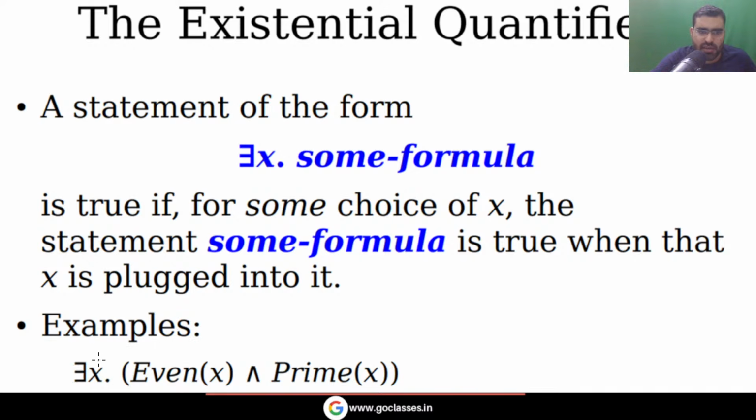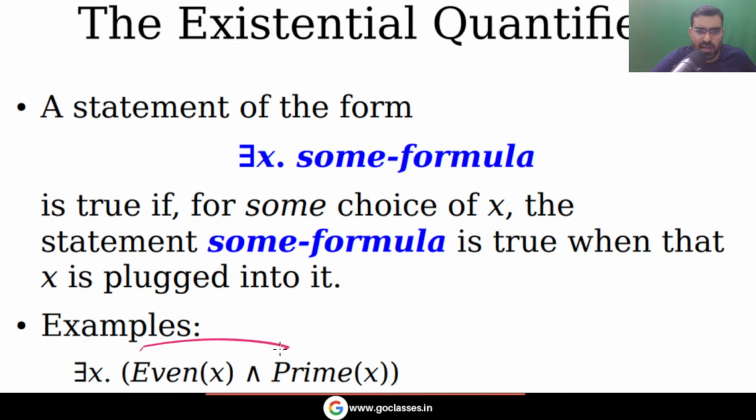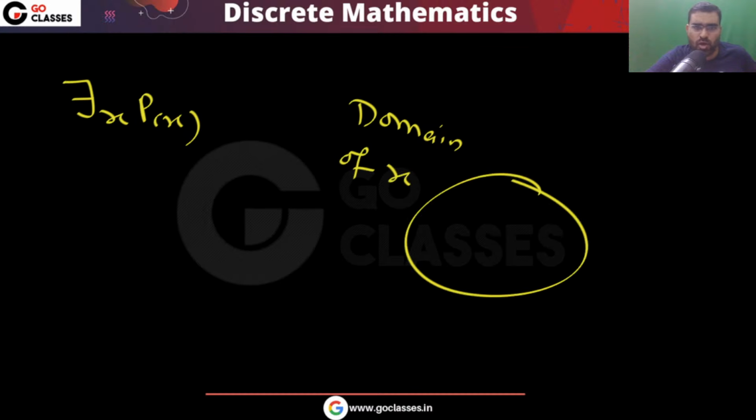You can see for x equal to 2, this will be true. So for some element, this is true. There is some element for which this is true, and that is the reason this complete expression is also true. So if I give you this statement, there exists x P(x), and there is a domain of x, of course. So let's assume this is the domain of x.